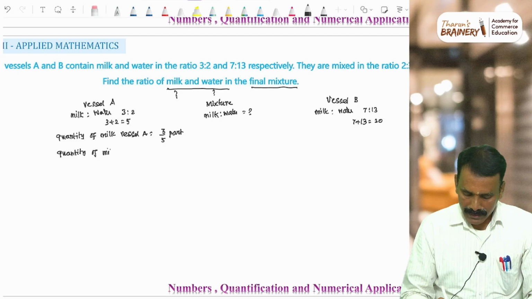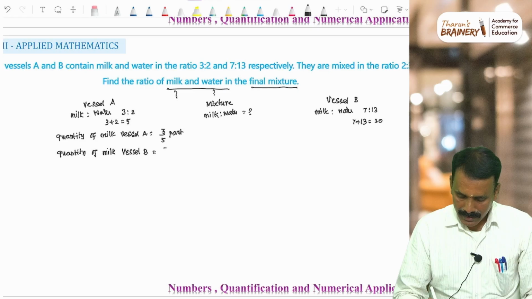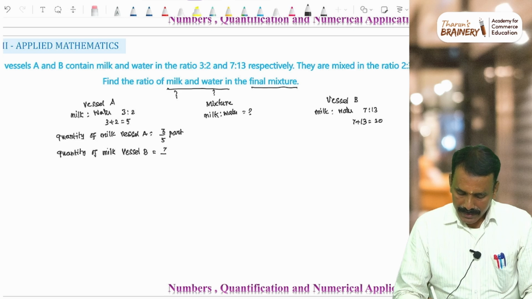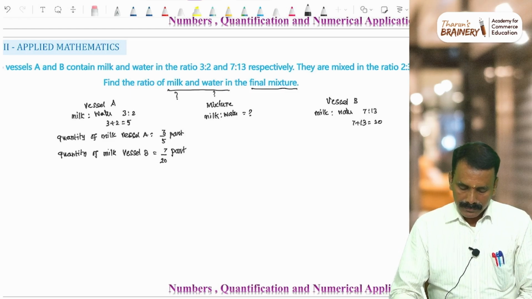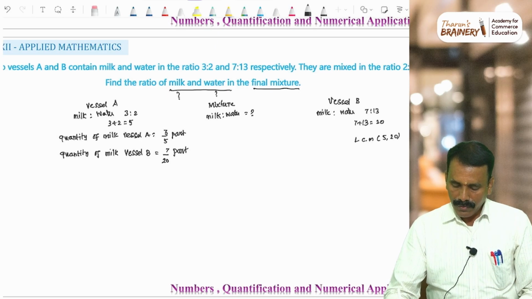Quantity of milk in vessel B will be 7/20 part. And we take the LCM for 5 and 20. Okay. So for 5 and 20, the LCM will be 20.